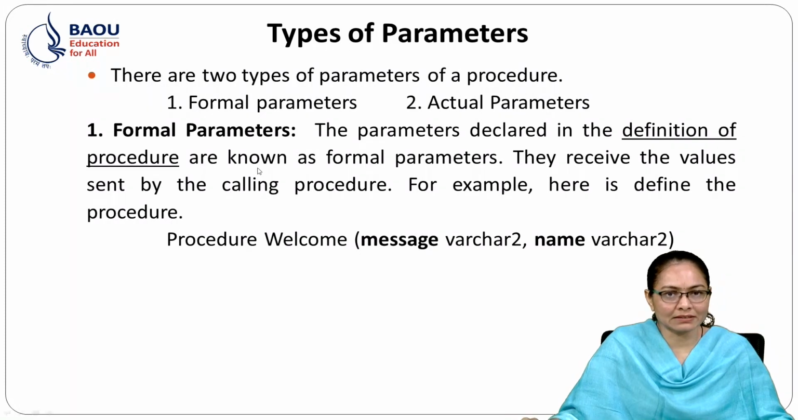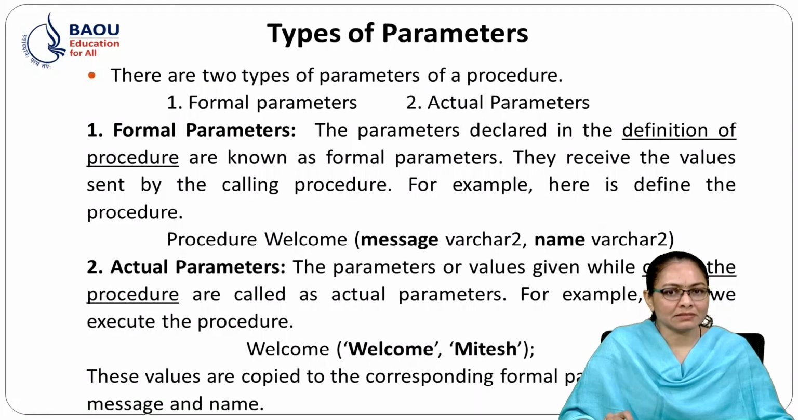For example, here we define the procedure. Welcome is the procedure name, then message VARCHAR2, comma, name VARCHAR2. This message is the variable name or a parameter name. Message and name both are parameters. These are the two parameters and this one is the data type of each parameter. Here the message and name parameters are called the formal parameters.